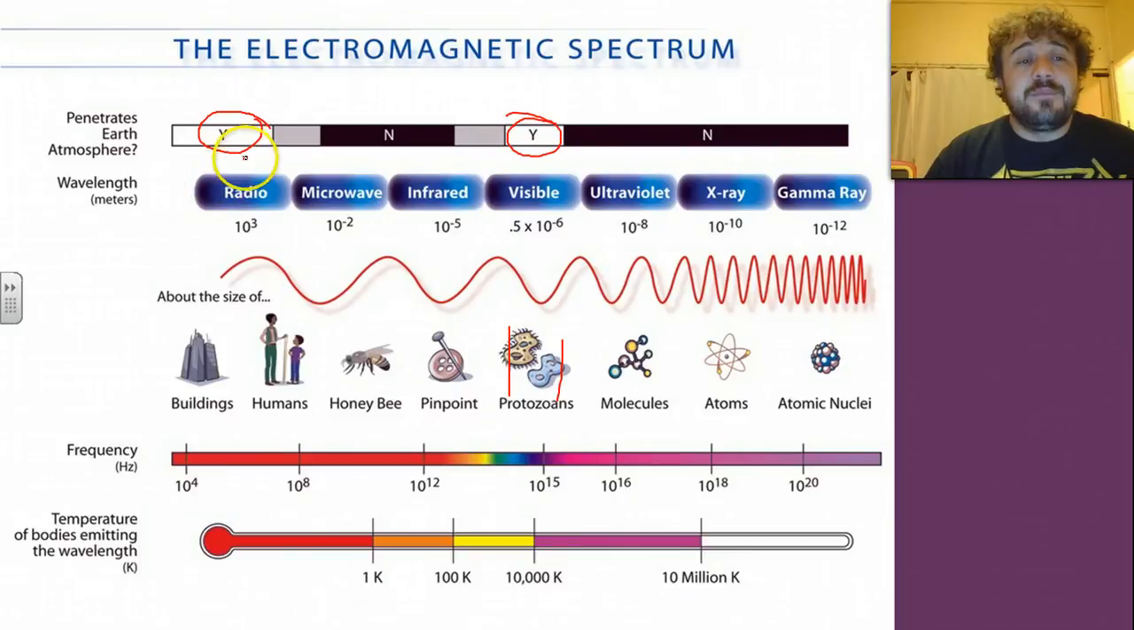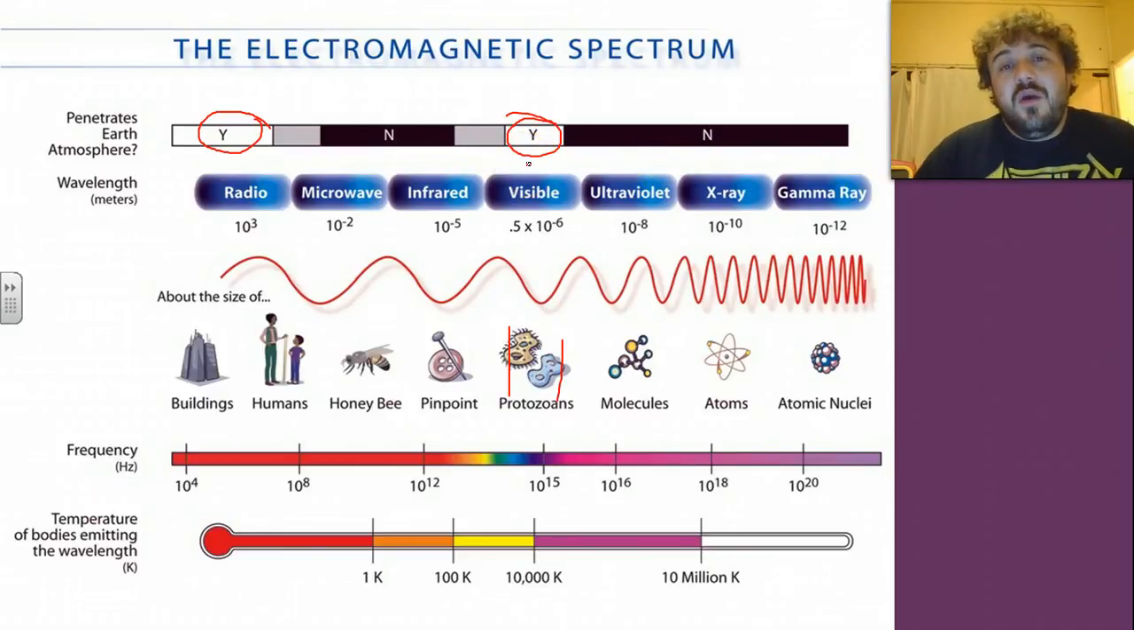But radio waves, radio telescopes are what we use to look out into space. And visible, we know visible light penetrates the Earth's atmosphere because we can measure it. We can see it. We can see stars at night. So this means that visible light gets through.